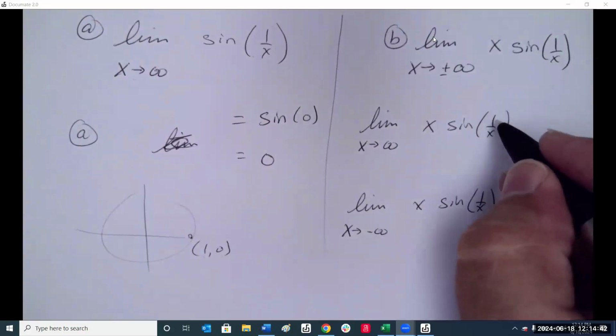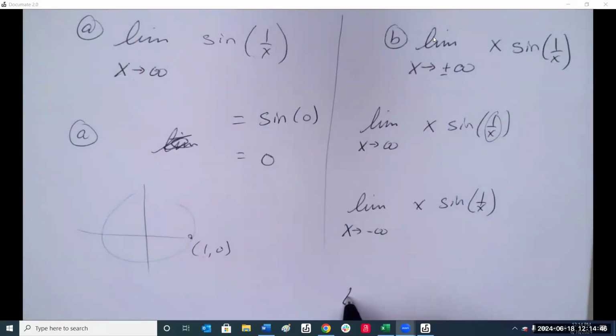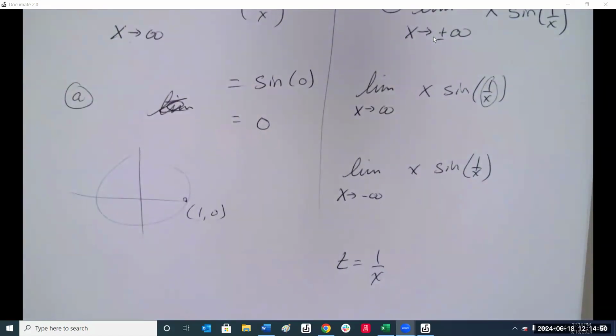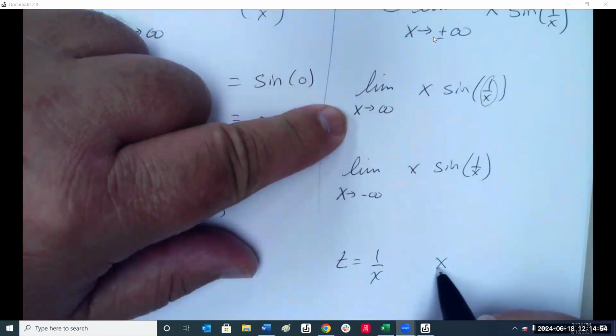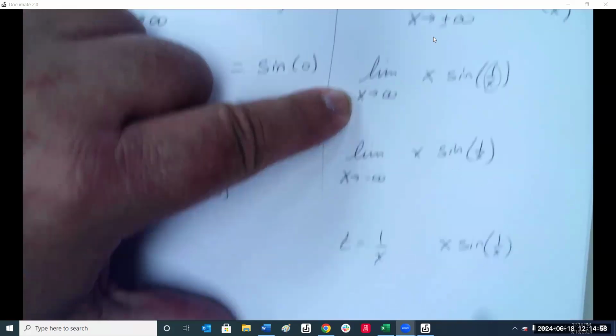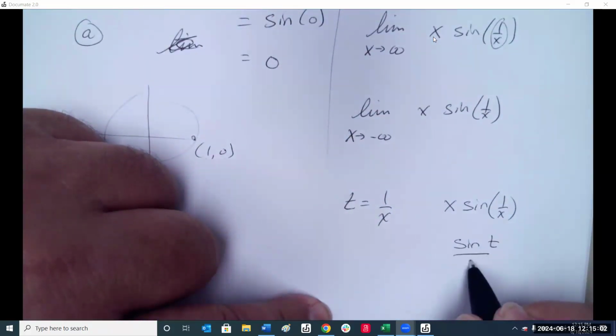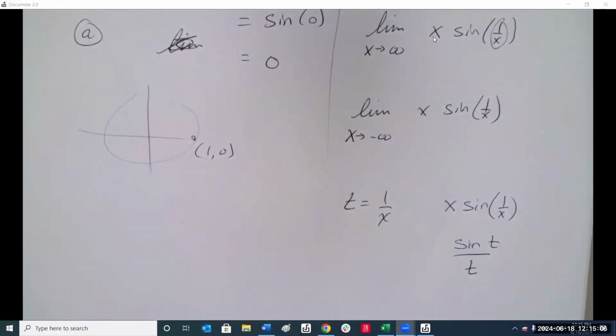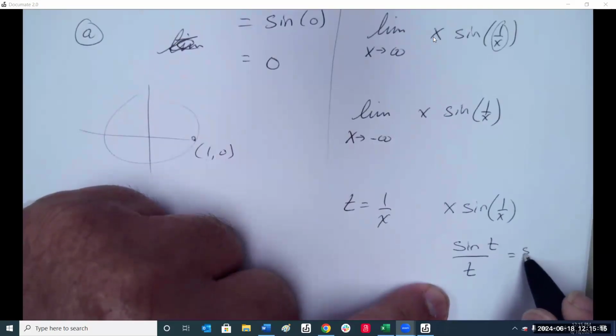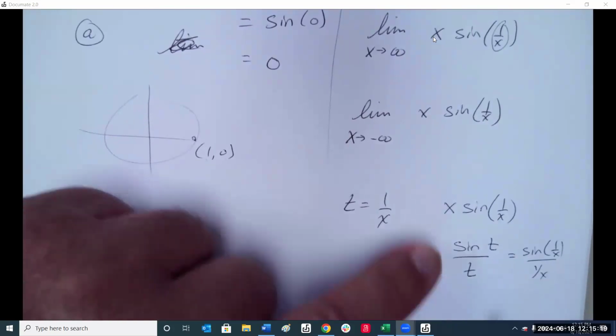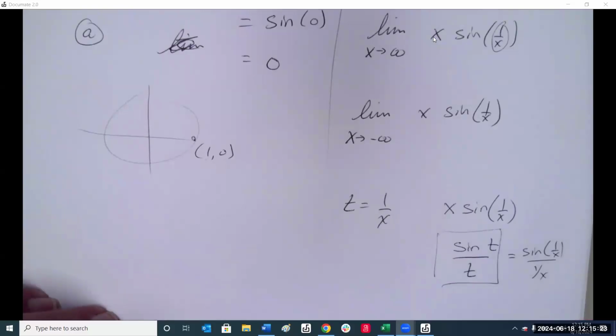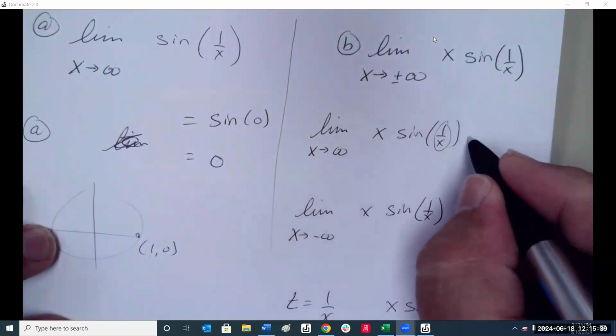Let's look at this. Let's say that t is equal to 1/x, or any variable. Let's do substitution. So x sine 1/x would be sine t over t, because it would be sine 1/x over 1/x. What is sine t over t? In section 1, the squeeze theorem. 1. So when it goes to positive infinity, it becomes positive 1.